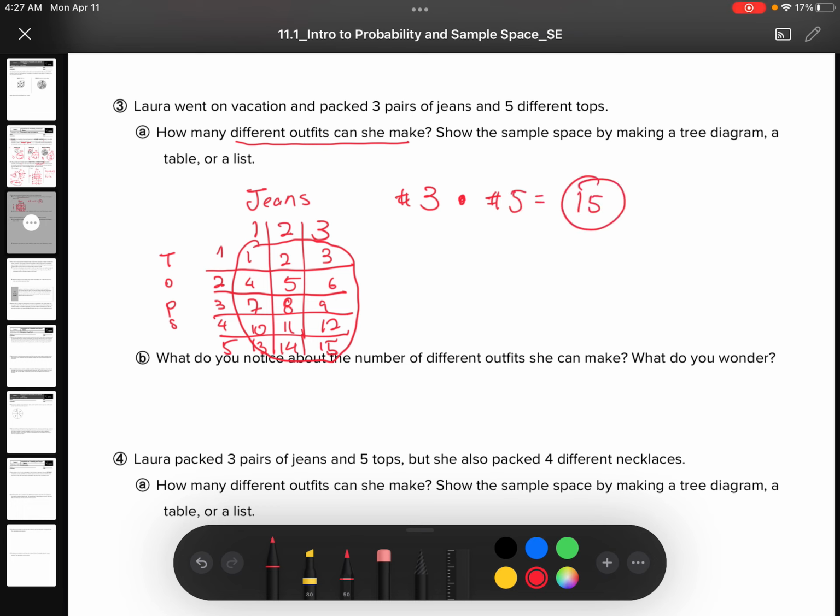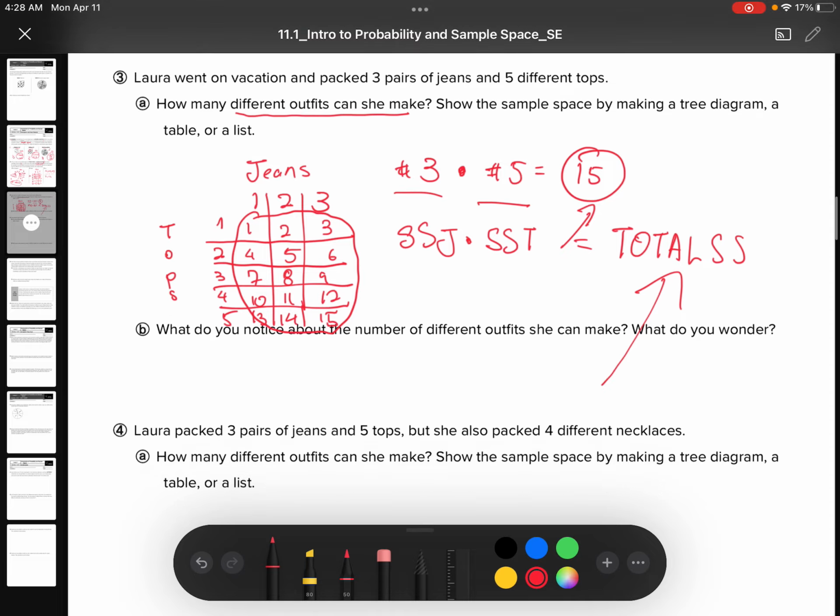So the sample space can actually be found by multiplying the number of outcomes in the sample space for the first option and the number of outcomes in the sample space for the second option. So the sample space for jeans and the sample space for tops, multiply that together and that will give you the total sample space. That's what this question is asking you.